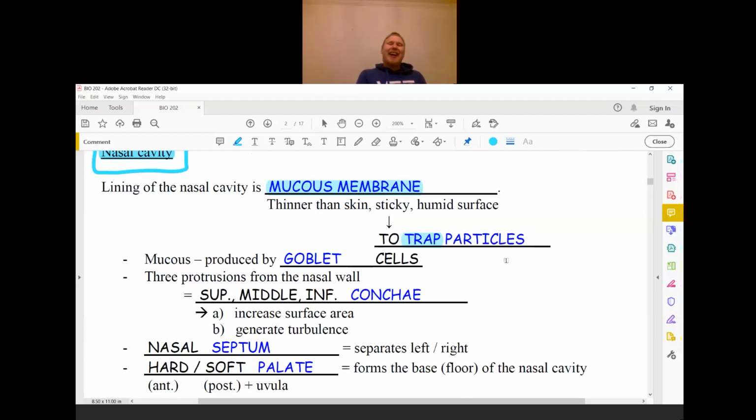Let's continue. So mucus and the mucous membrane really are the second way of filtering the air, making sure that nothing that shouldn't get in gets in.